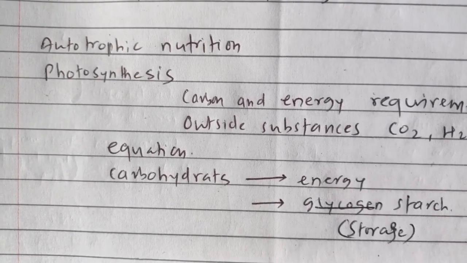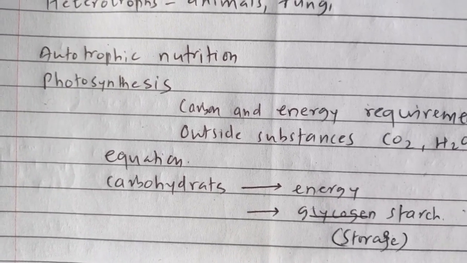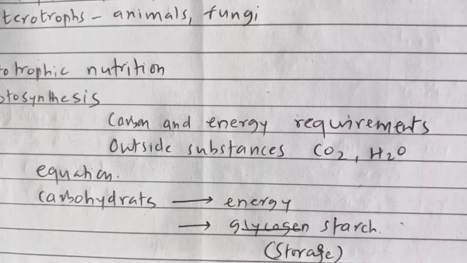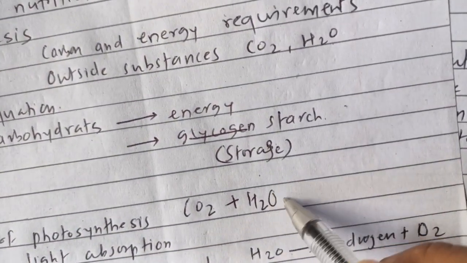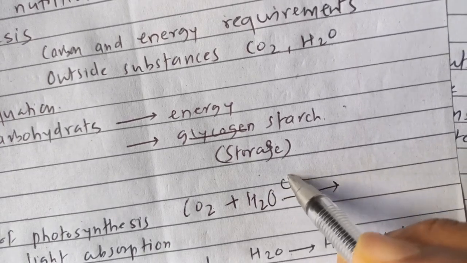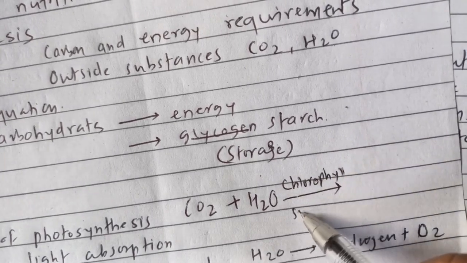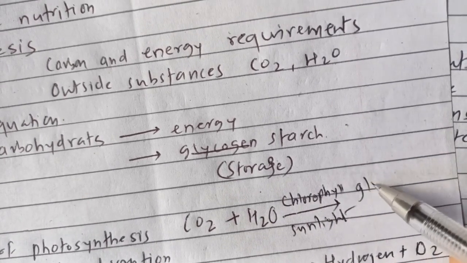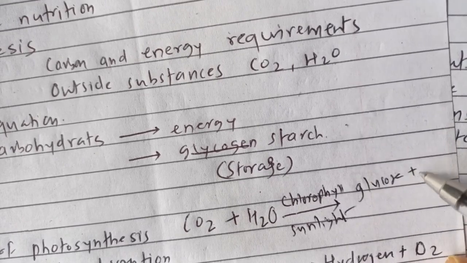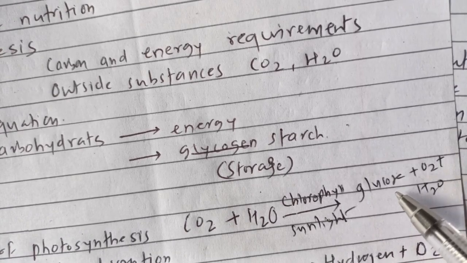So now let us look at this equation of photosynthesis and a few details of the process of photosynthesis. The carbon dioxide and water in presence of chlorophyll and sunlight will be converted into glucose, oxygen, and there will also be water on this side.